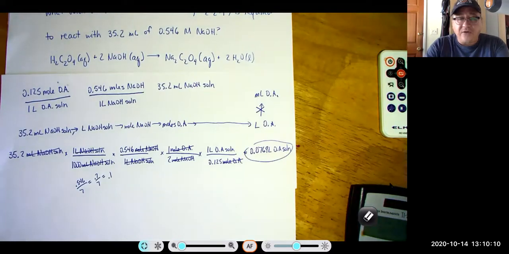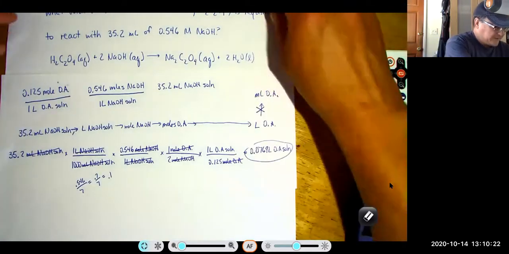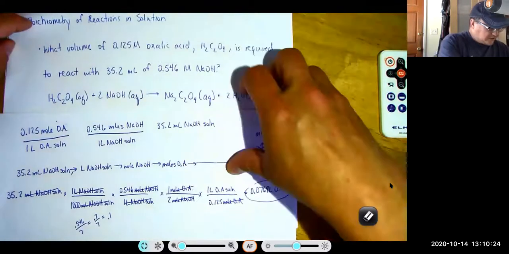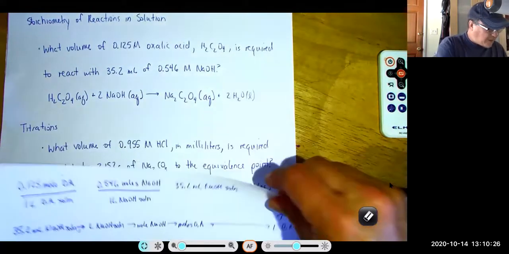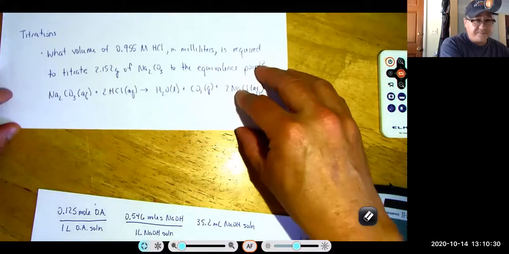So how do you all do on the final answer? Did we do okay? Give me a thumbs up if you did. Excellent. You guys are getting it. So the next problem is a titration problem.